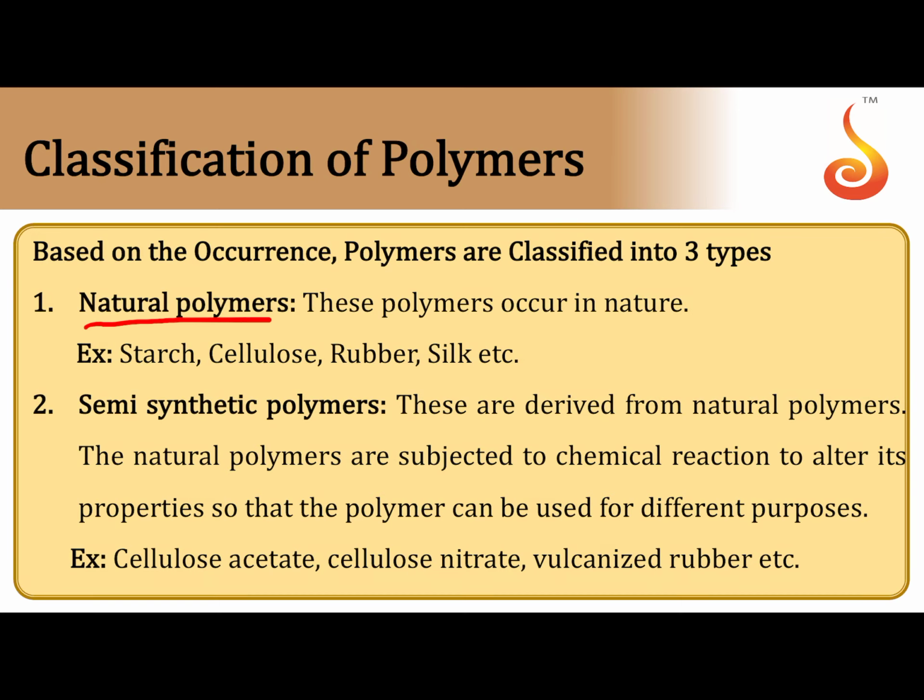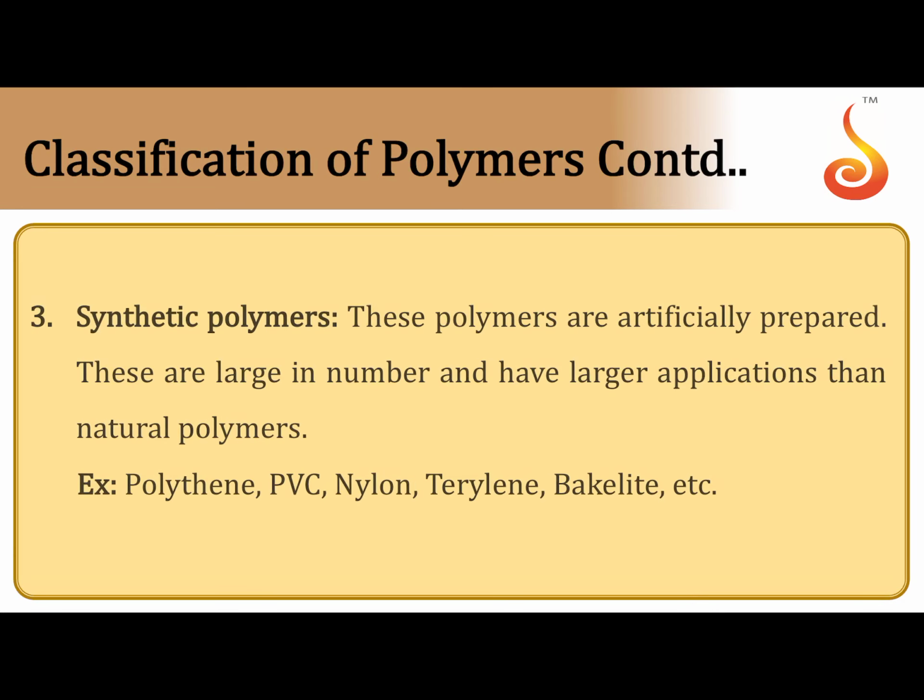Classification of polymers based on occurrence. Some occur naturally, like starch, natural polymers. Some are synthetic polymers, like nylon 6,6, which are man-made polymers. Some polymers are synthesized by taking natural polymers, and they are called semi-synthetic polymers, like vulcanized rubber. Natural rubber is a natural polymer. By adding sulfur to the natural polymer, we can get vulcanized rubber. So vulcanized rubber is a semi-synthetic polymer.